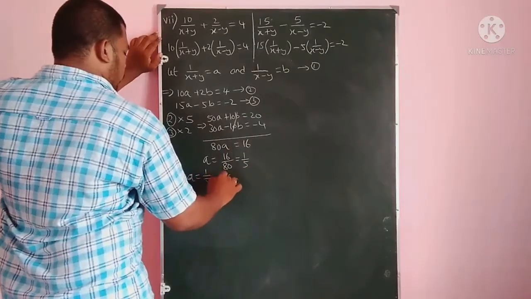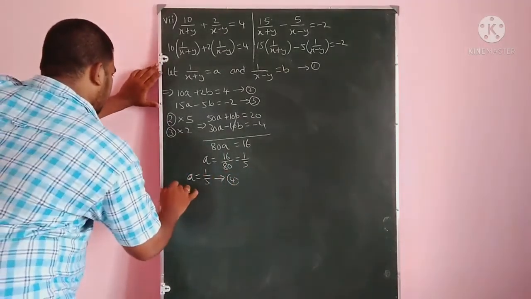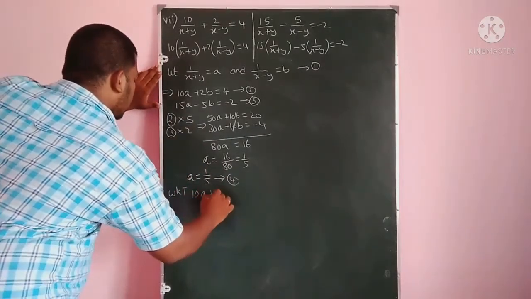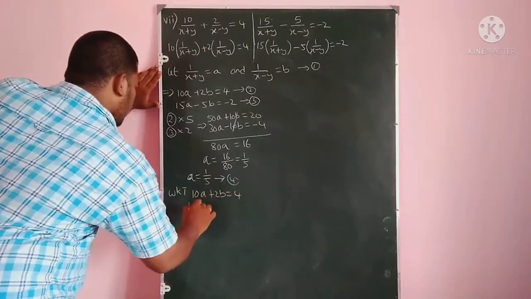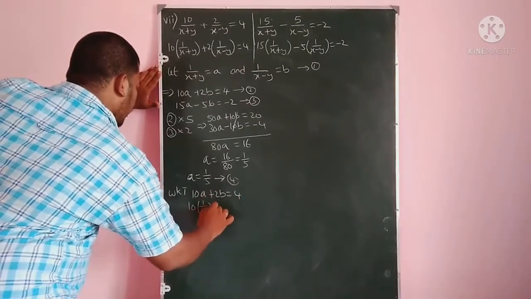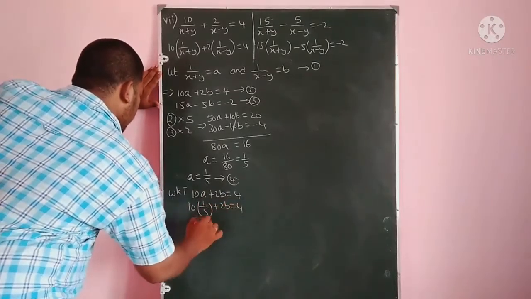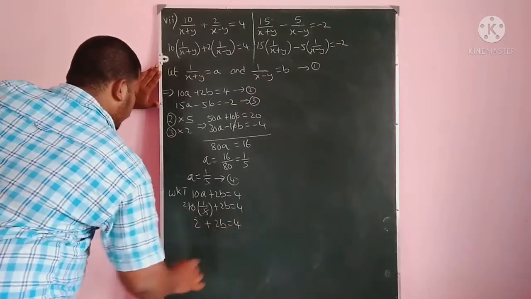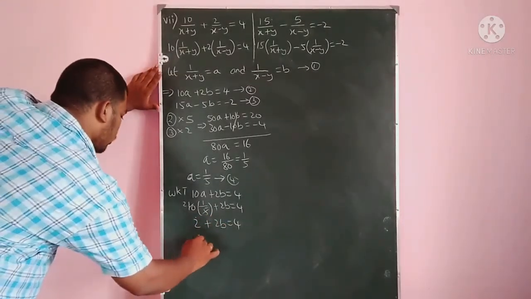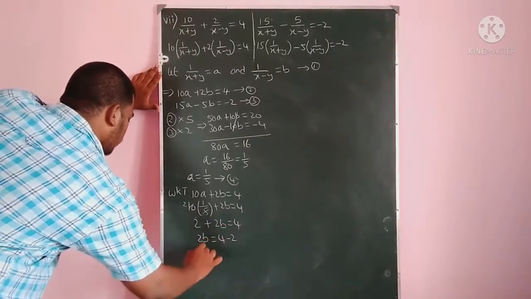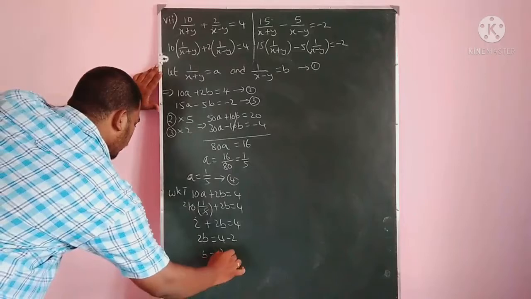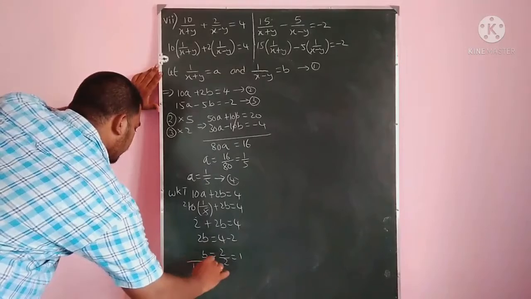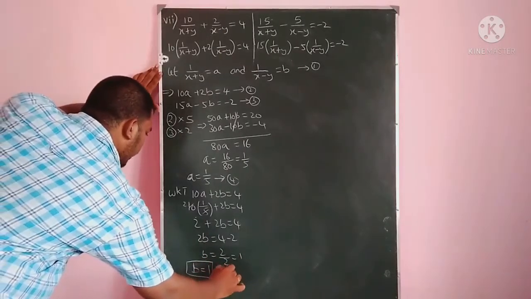Now let it be 4. So already we know that 10a plus 2b equals to 4. So from 4 we can write 10 into 1 by 5 plus 2b is equal to 4. This is 5 twos. So 2 plus 2b is equal to 4. 2b is equal to 4 minus 2. So b is equal to 2 by 2 equals to 1. So b is equal to 1. Let it be 5.